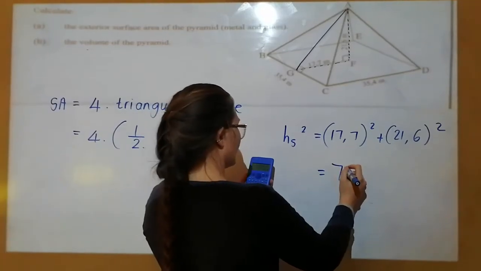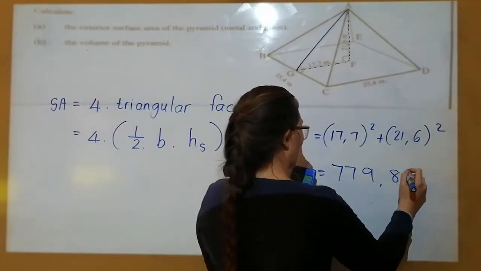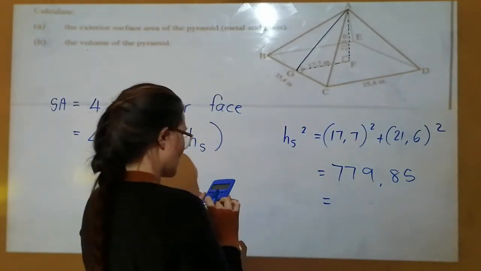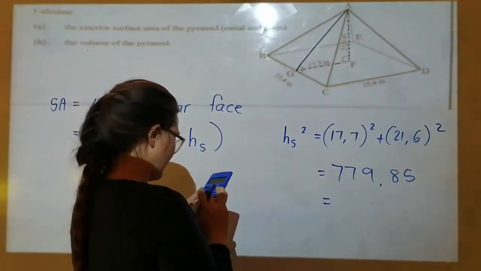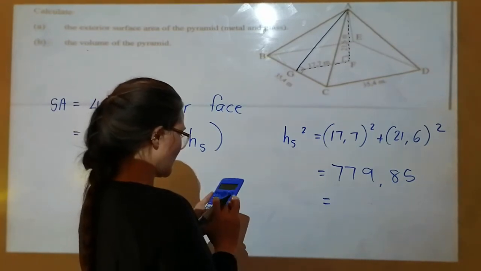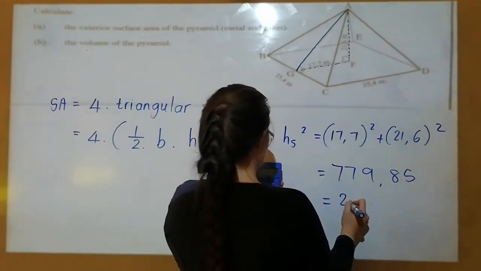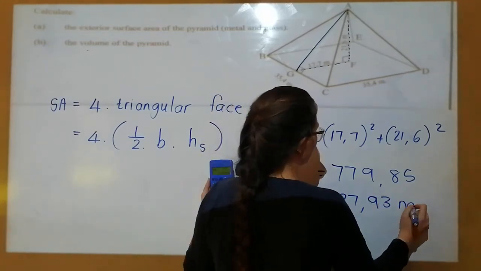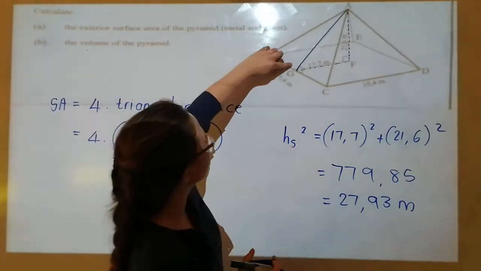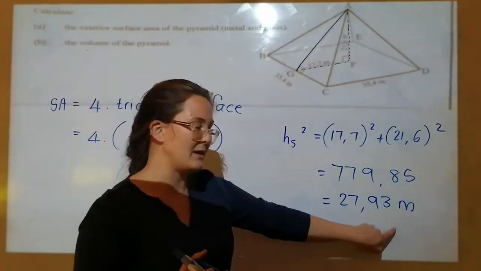And you get 779,85. And the last step is to square root that answer. And you get, to 2 decimal places, 27,93 meters. Remember, it's a length. It's the length of this, so it's just meters.